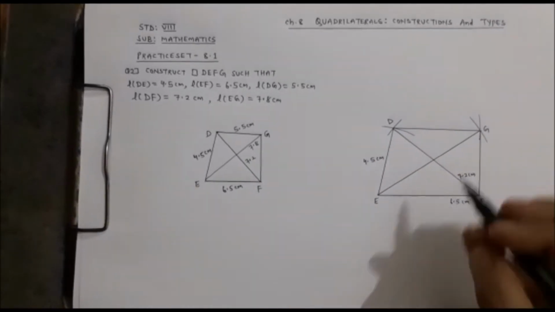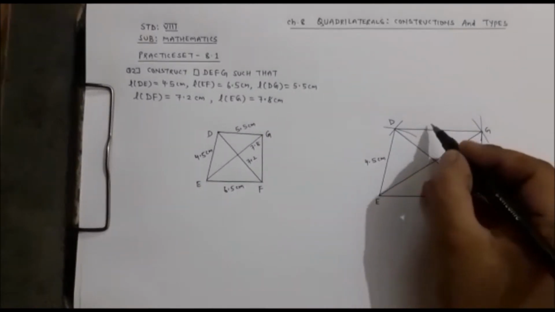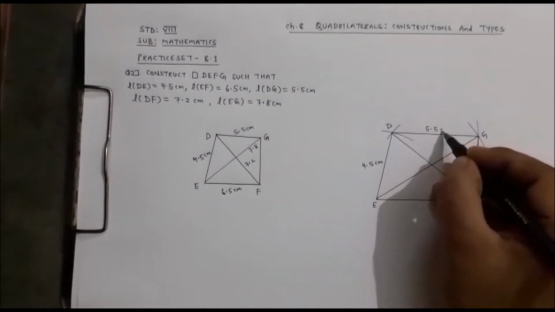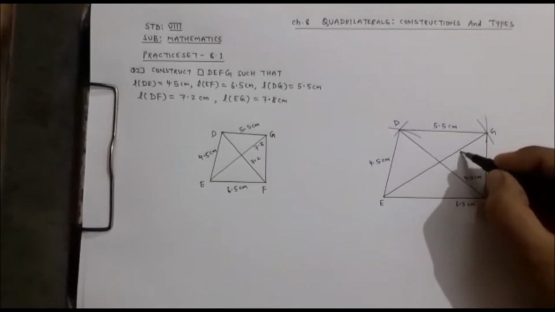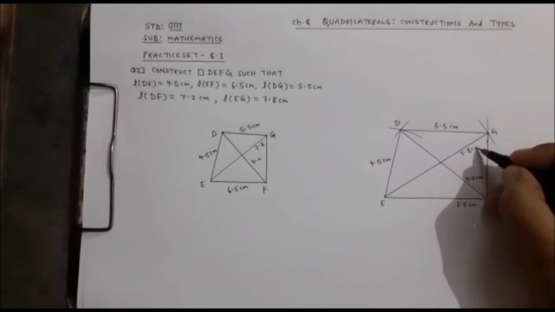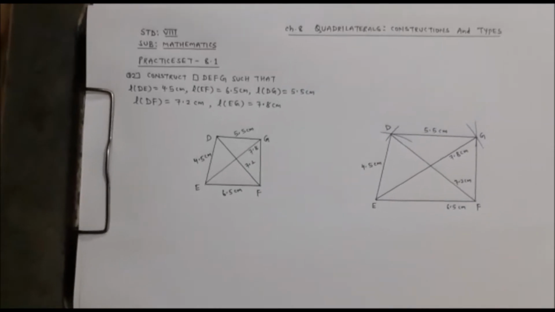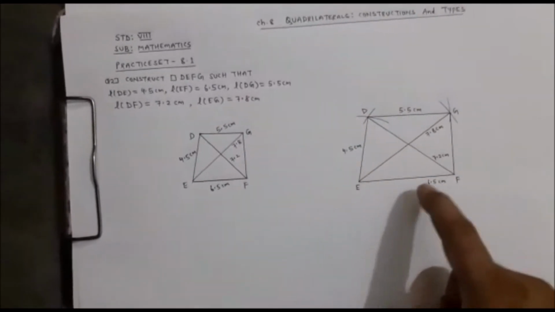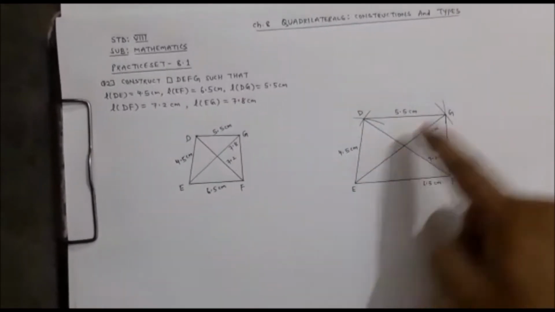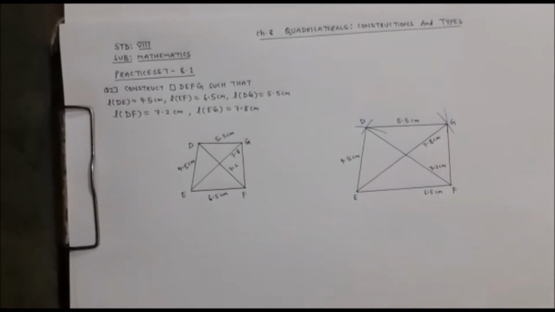Okay children, and now mark the measurements. This is 5.5 centimeter and EG, the second diagonal, was 7.8 centimeter. Okay, so we have constructed quadrilateral DEFG with the given measurements, where 3 sides are given and 2 diagonals are given. Okay, you can do it.